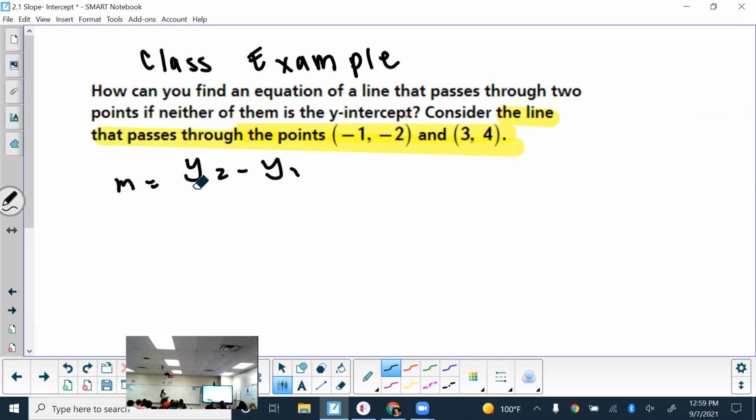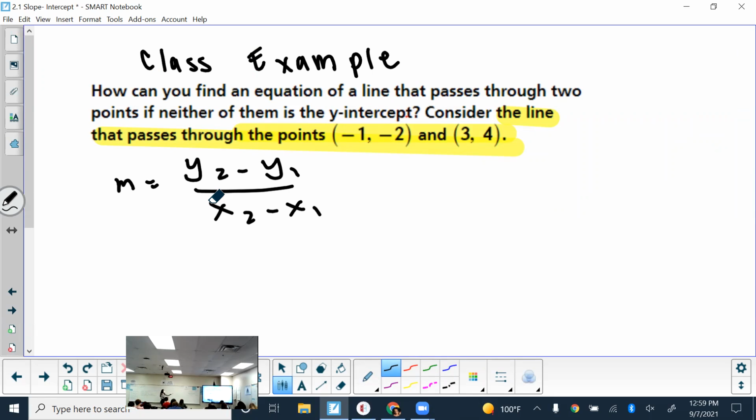y2 minus y1 over x2 minus x1. All right, because we have 2 points. That's all we need to be able to find everything else. All right. So here's how you use this formula.